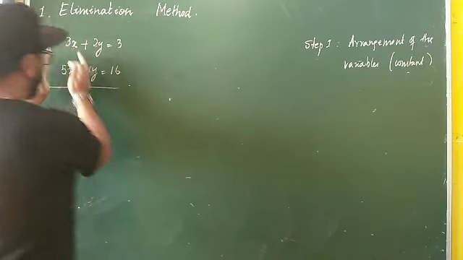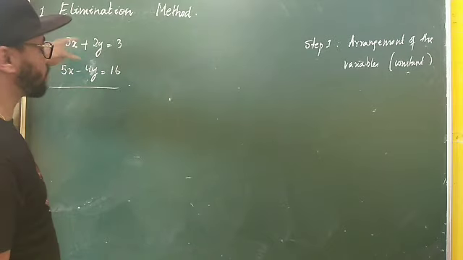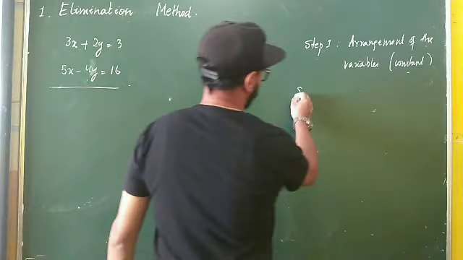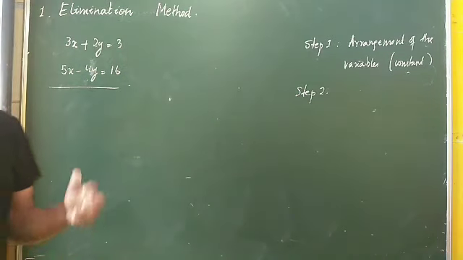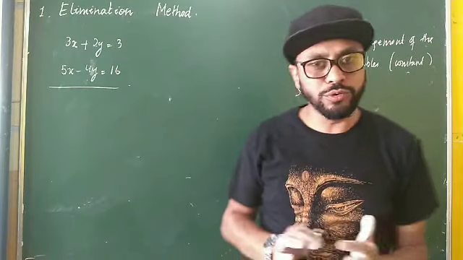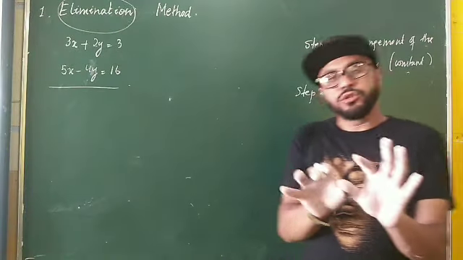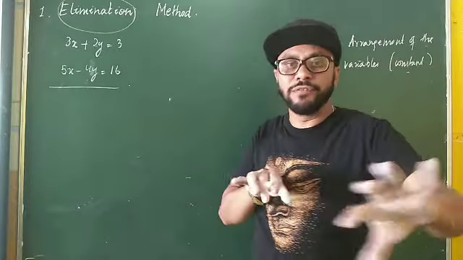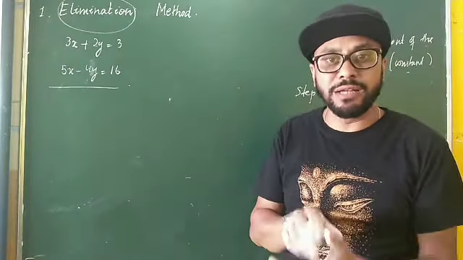Now, step 2. We don't have a problem with this example because x and y are already arranged, and the constant is on the right hand side. In step 2, we make either x or y equal. Now, why do we have to do that? See, the name itself says eliminate. So what we need to do in this method is eliminate any one of the variables so that we can find the value of the other variable very easily.